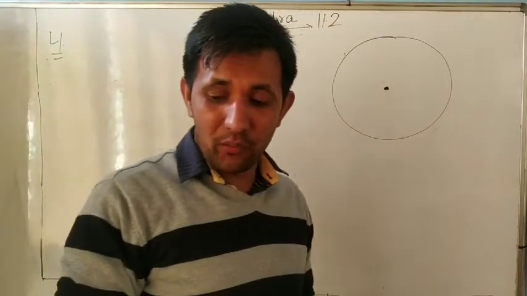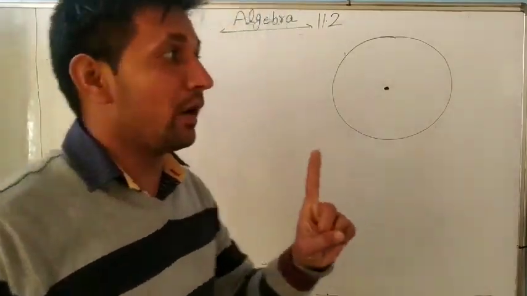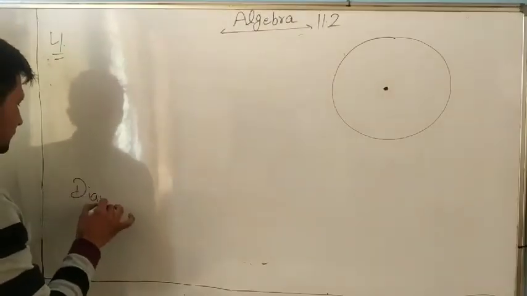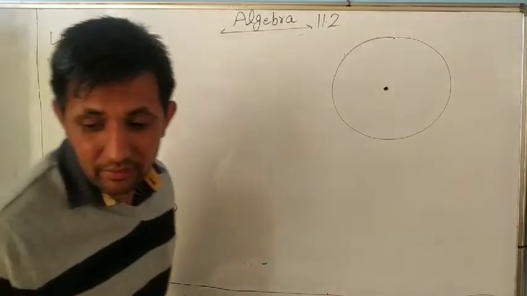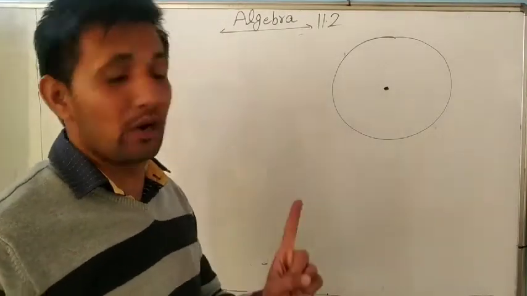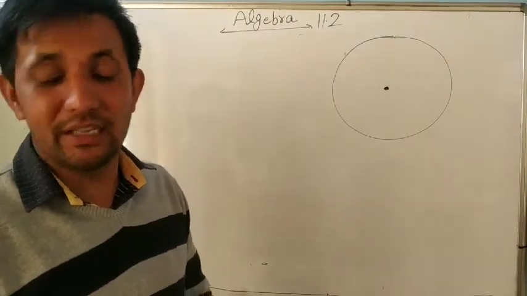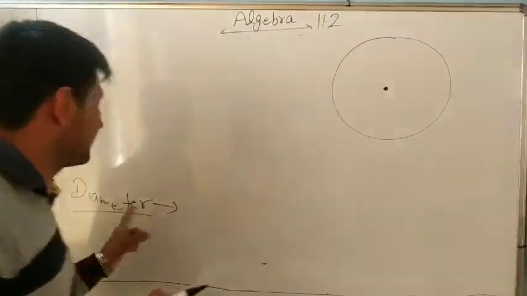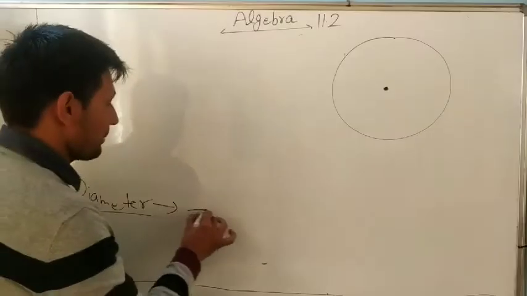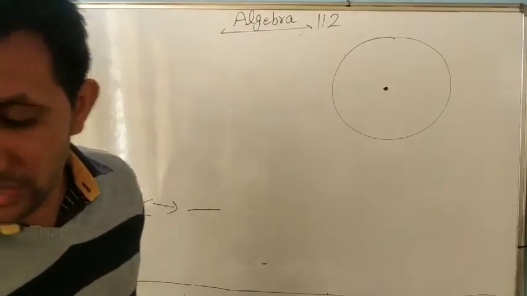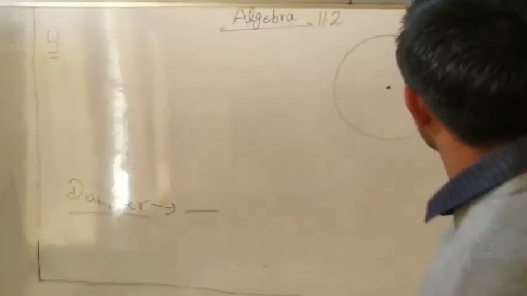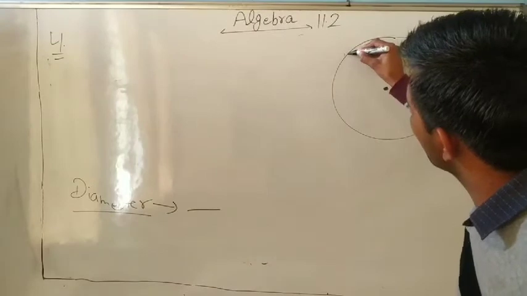The diameter of a circle. So everyone write in your notebook. What is diameter? In your question it is already given: the diameter of a circle is a line. Diameter is a line. So from the question you can write: a diameter of a circle is a line which joins 2 points on the circle. Suppose any 2 points you can take on the circle.